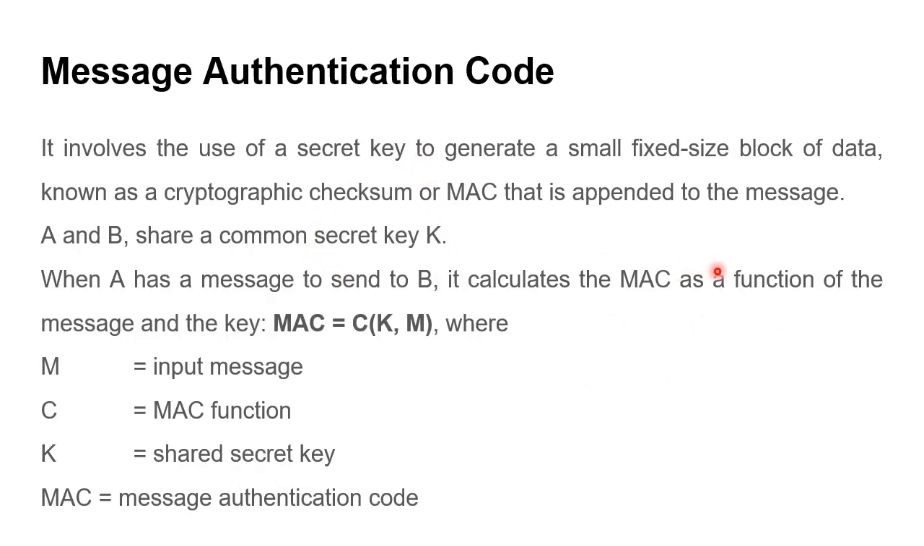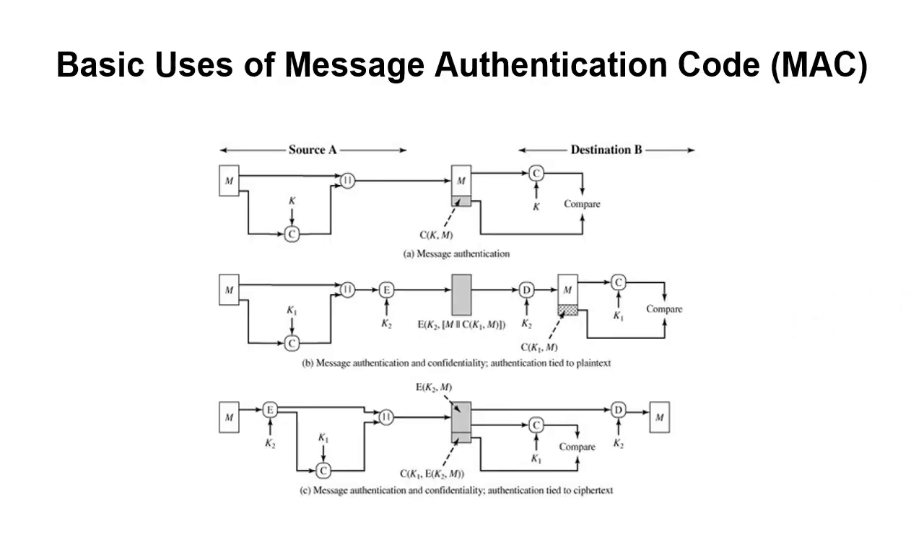So we are talking about the message authentication code. This is the second category. As I said, it uses a secret key to generate a small fixed-size block. It is always represented as MAC = C(K, M), where M is the input message, C is the MAC function, and K is the shared key. When A wants to send a message to B, it calculates the MAC function for that message and sends it along, and this serves the authentication purpose.